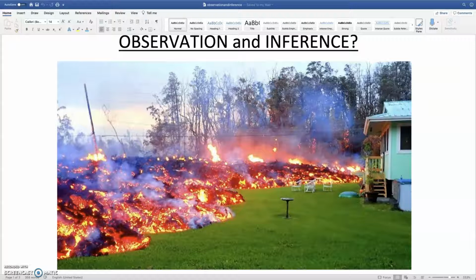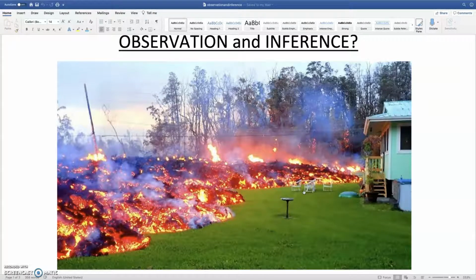So if I look at this picture here, and I see that the lava is creeping in from the left side of the picture and its leading edge is pushing towards the house, a good inference to me would be something like, I think that the lava may actually reach the house and start to burn it. Or another inference would be, I don't think anybody's actually inside the house right now. They probably evacuated. So inferences are kind of like guesses, which are based on some type of observation that you've already made.